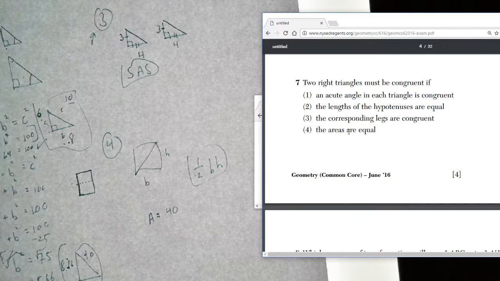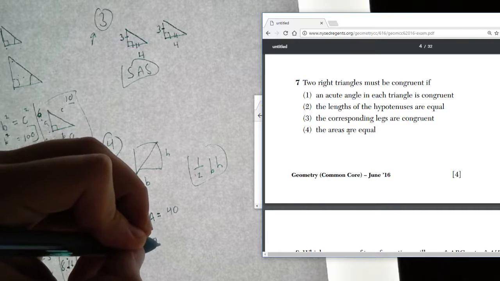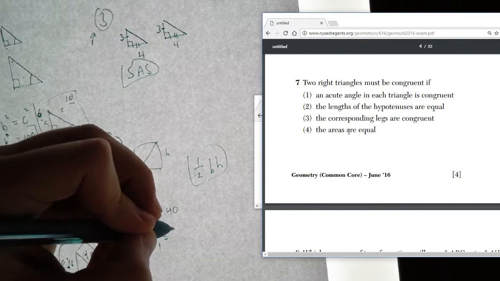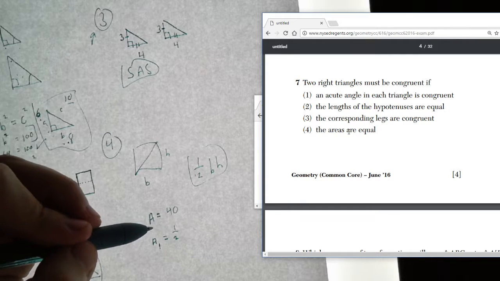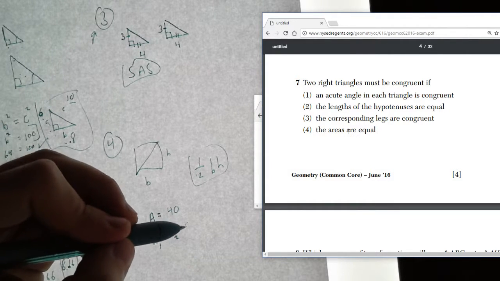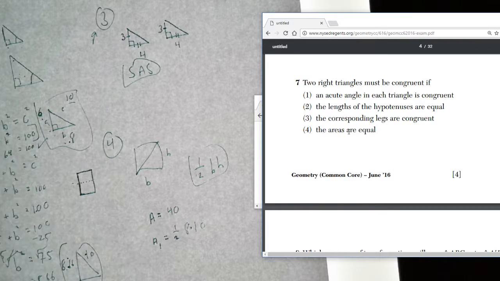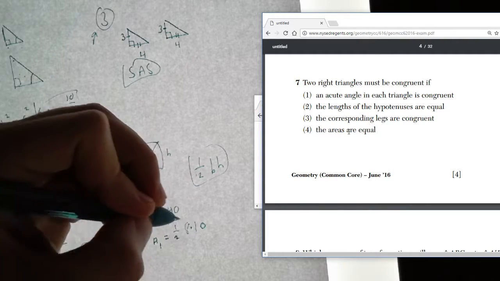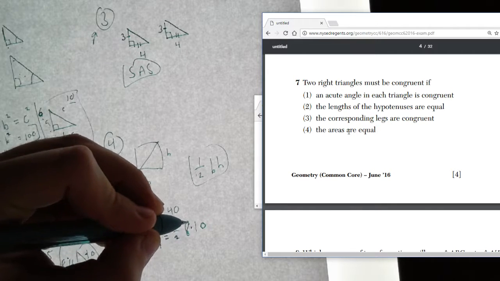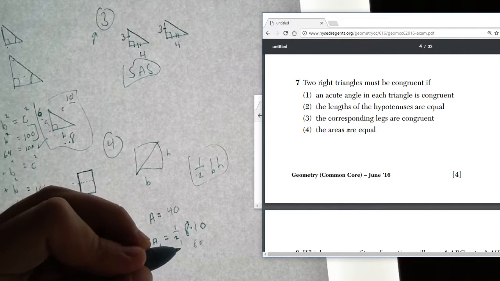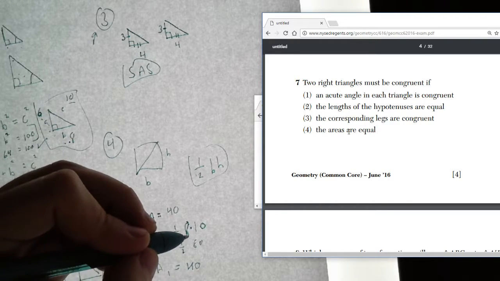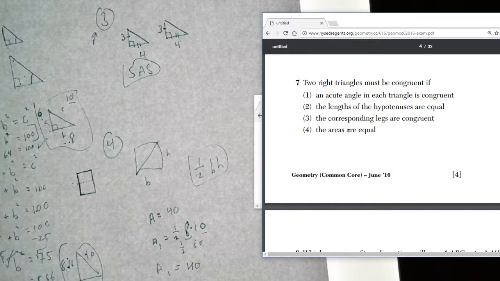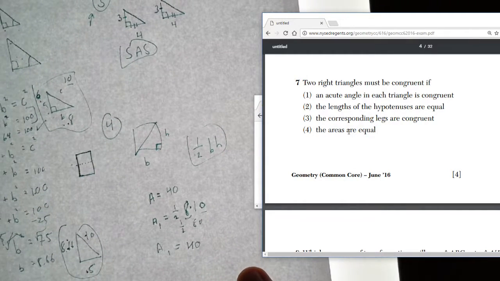My area is 40. So I can say the area of triangle 1 should be equal to half of base times height. What about this side? So what about 8 and 10? Well, my area should be 40, so 80 and a half becomes 40. Area 1 was 40, and I used the legs of 8 and 10. It's the legs because I'm making a right triangle.